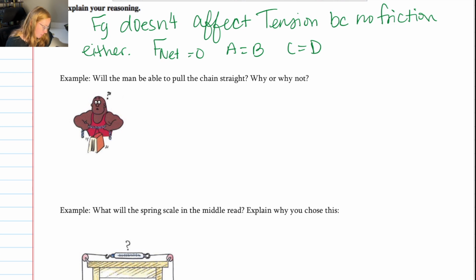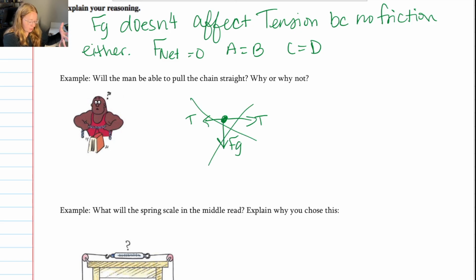Okay, in this example, it says, will the man be able to pull the chain straight? Why or why not? Well, this one becomes pretty simple when you look at a free body diagram. What it's asking is, can this man pull the ropes horizontal, which is what the free body diagram for that would look like. And just looking at it, you immediately know that this is not possible because the object needs to have an F net of 0.